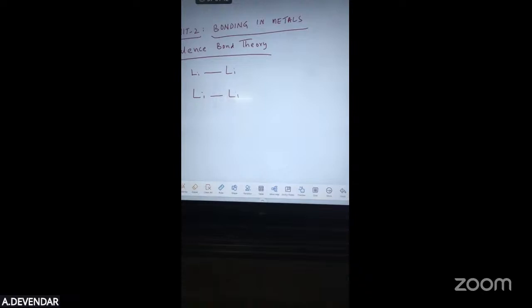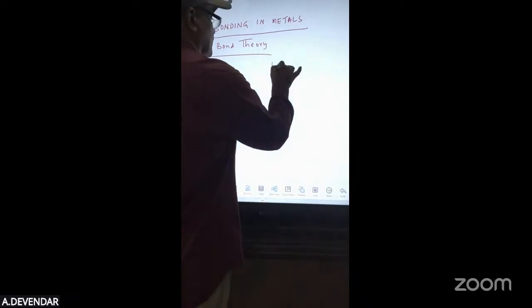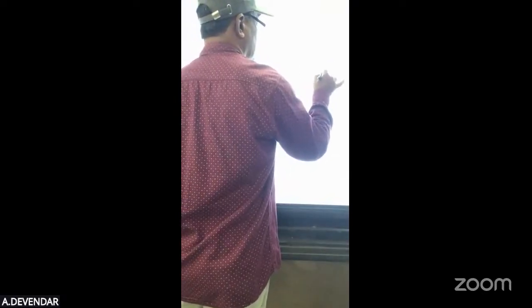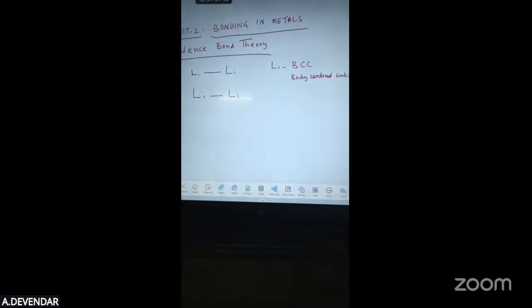Actually, the unit cell of lithium consists of a body-centered cubic lattice. This lithium is BCC, body-centered cubic lattice. Sodium is a face-centered cubic lattice. Like that, cesium also consists of a body-centered cubic lattice.